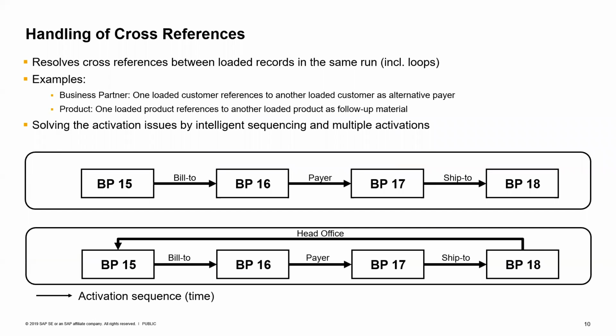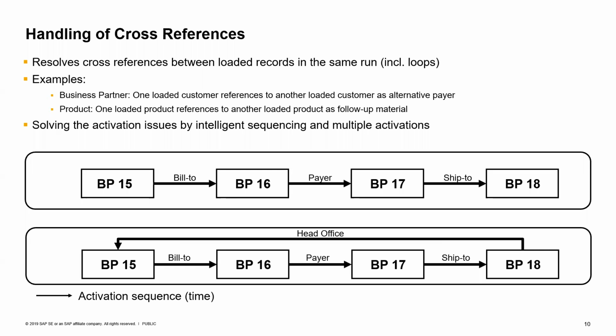Another topic is handling of cross-references. So assuming you load data into the system, and this is a very good example for business partner. In business partner, you have also these partner functions. And in these partner functions, sometimes you reference another business partner or customer and supplier. And the problem is if you load everything in one load with all these customers which reference the other one, then the system has a problem, because if you want to activate such data, the system will check, this data you want to reference is not there yet.